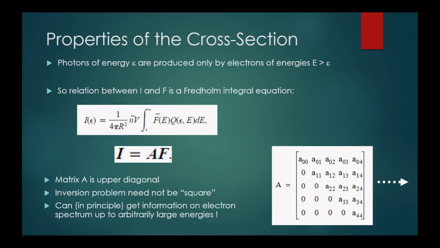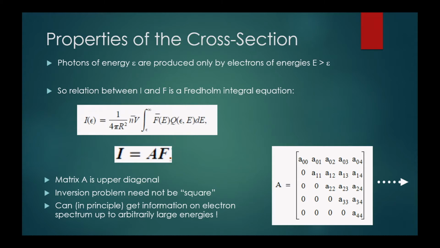The physics is pretty straightforward. You cannot get a 20 kilovolt photon from a 19 kilovolt electron. You need the electron energy to be at least as large as the photon energy, or the process doesn't work. That's not true for all radiation mechanisms, but it is true for this one. Therefore, this matrix is upper diagonal. There is no contribution whatsoever from down here. Again, you can't get a 20 kilovolt photon from a 19 kilovolt electron.